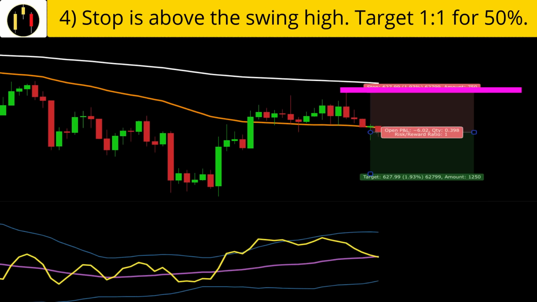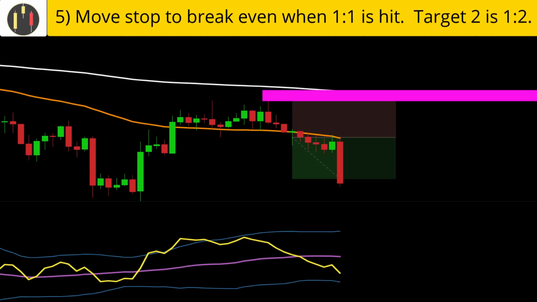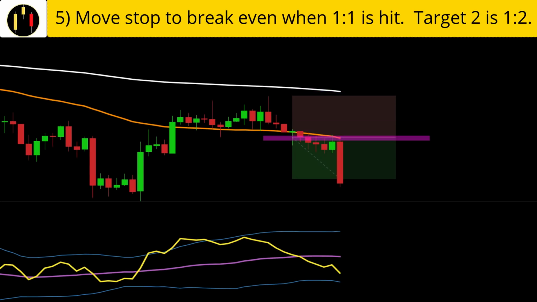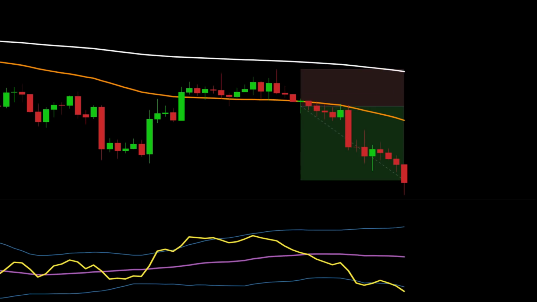The stop is placed above the previous swing high and target 1-to-1 for half of the position. When 1-to-1 is hit, move the stop to break even and target 1-to-2 for the second half. And this one hits 1-to-2.